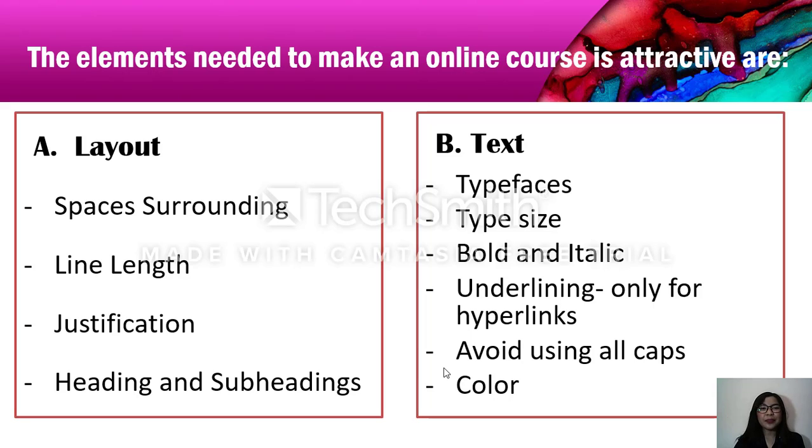Okay, so the elements needed to make an online course attractive, there are several elements actually. The first is layout. This consists of surrounding space, line length, justification, headings and subheadings in the online learning platform. And then there is also how we choose and apply text in an online learning course, whether it is typefaces, type size, bold and italic, underlining only for hyperlinks, avoiding all caps, and also coloring.